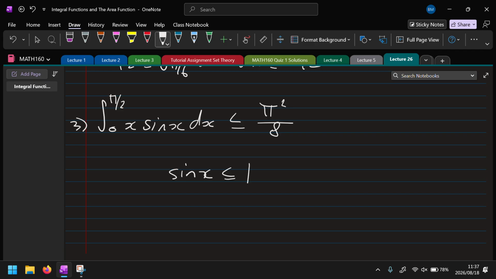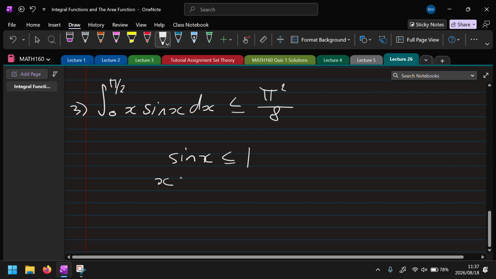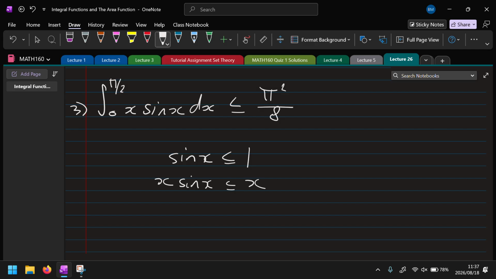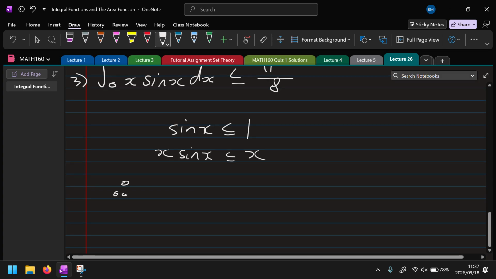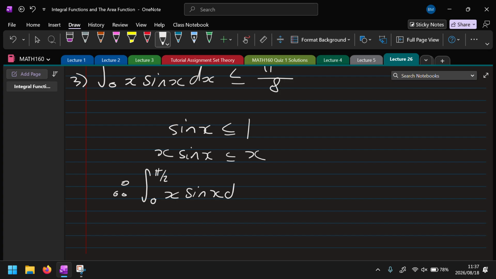Now, what do we want? We want x sine x. So let's multiply both sides by x, and we end up with that. So we have some function, x sine x, less than or equal to some other function. We know that if f is less than g, then the area under f is less than the area under g, from that property we had. Therefore, the integral from 0 to pi over 2 of x sine x dx is less than or equal to the integral from 0 to pi over 2 of x dx.